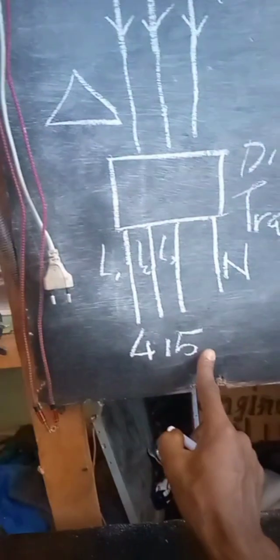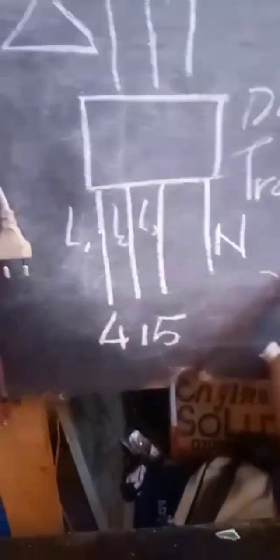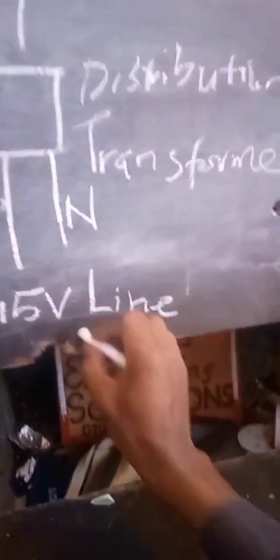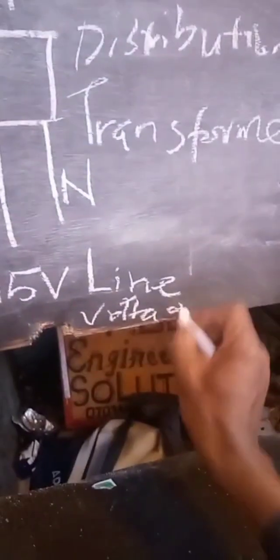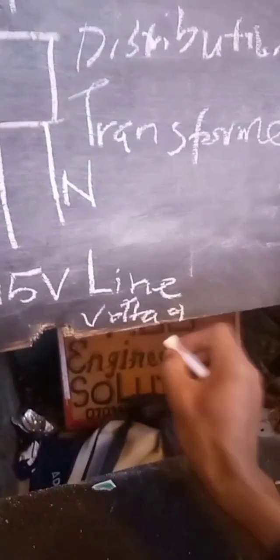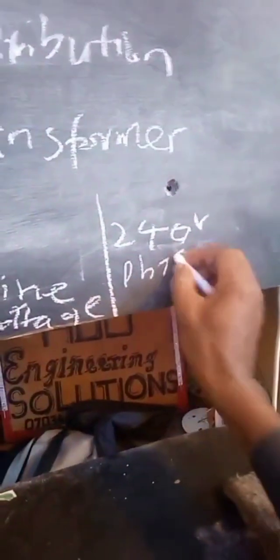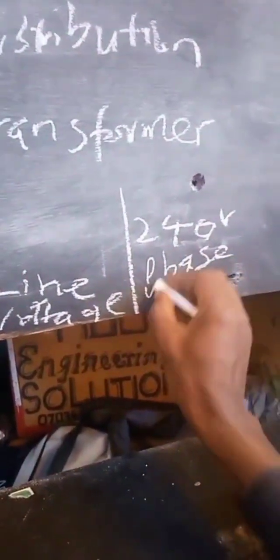So this is 415 volts British standard, but 240 V line voltage and 240 phase voltage.